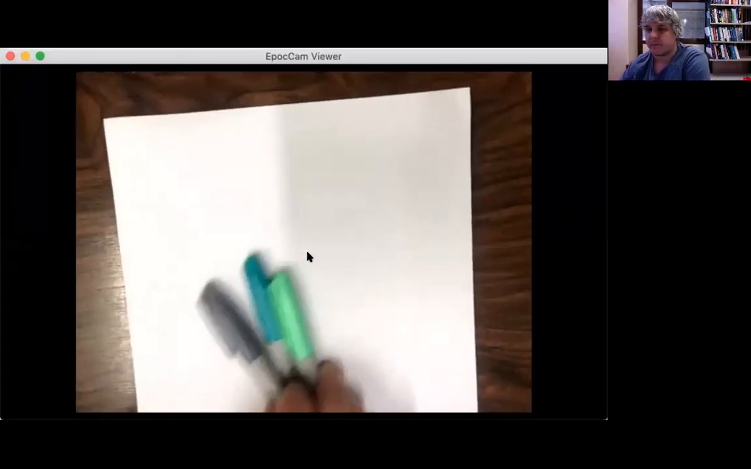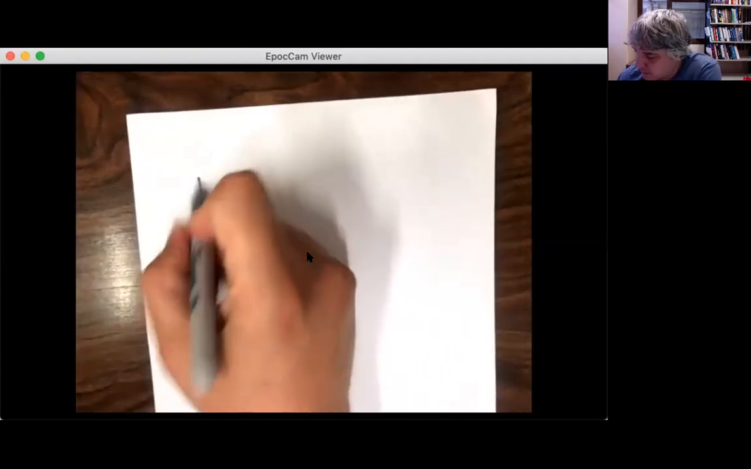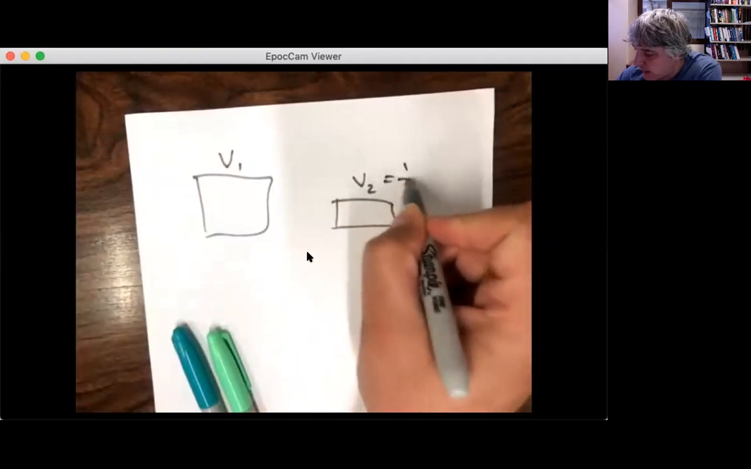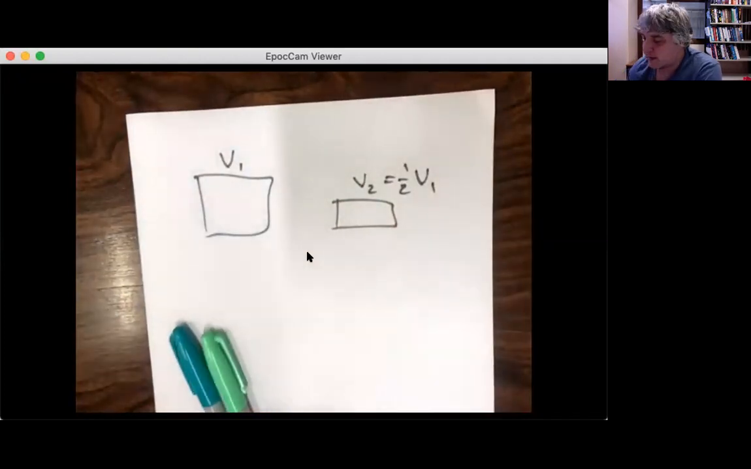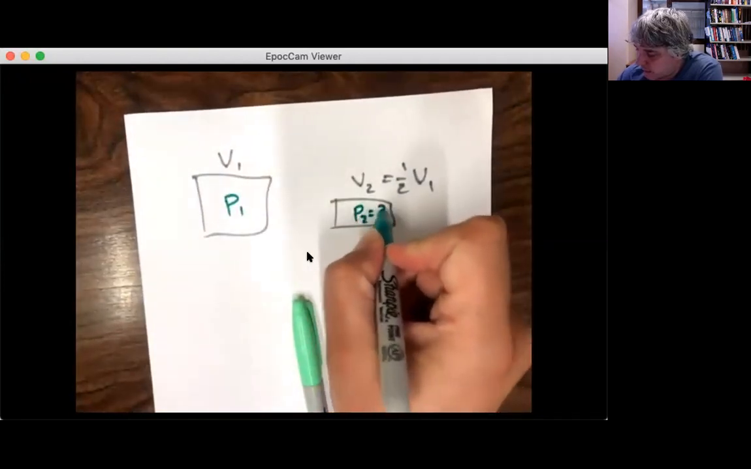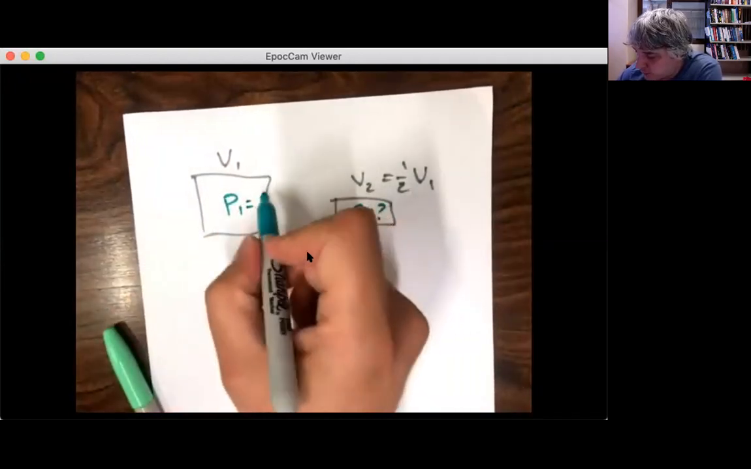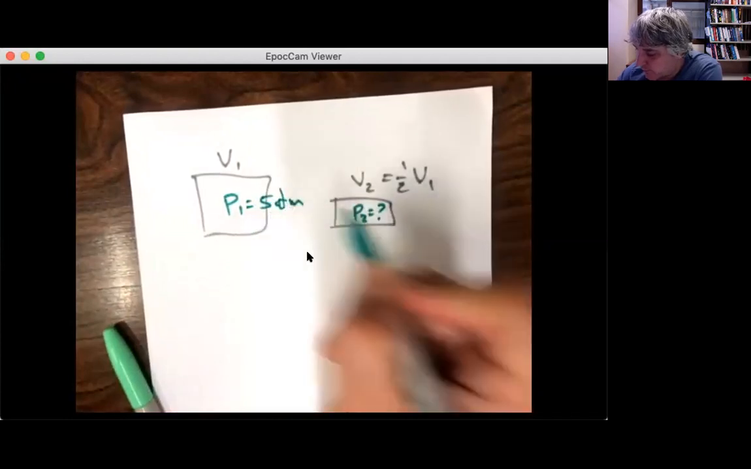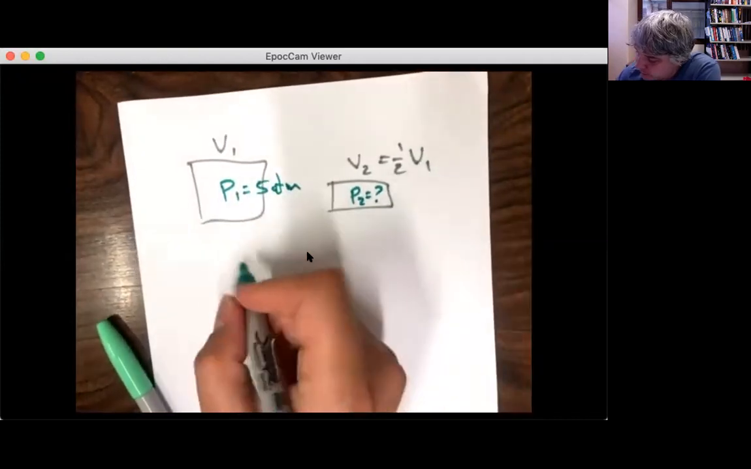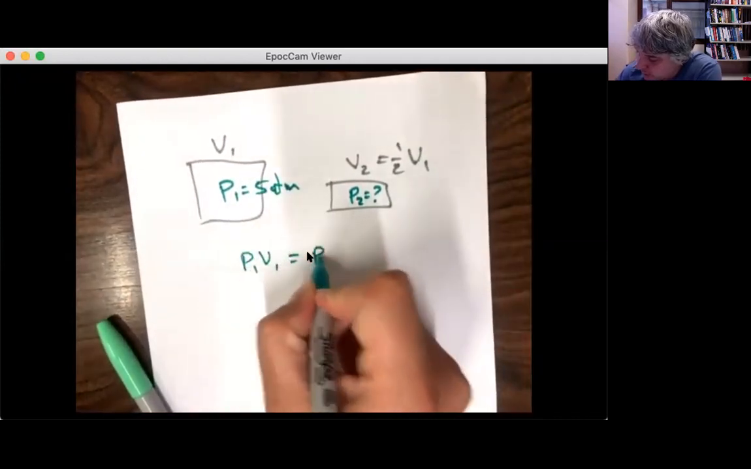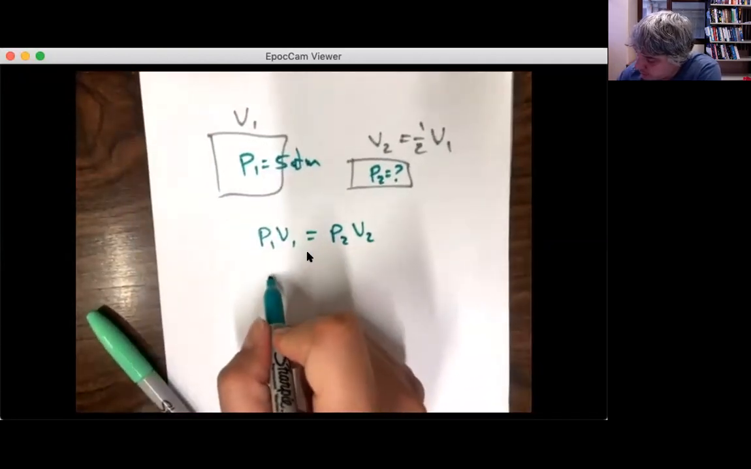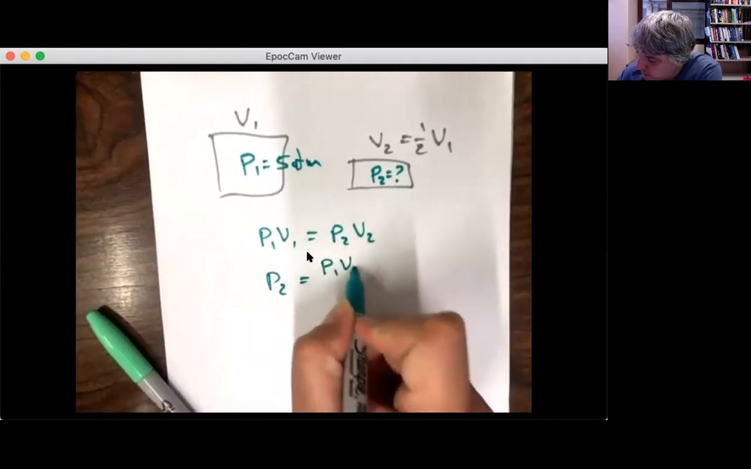There we go. So if you've got some volume V1 and you decrease it to some volume V2, which is a half of V1, and if you had a pressure P1 here, and then you want to know what P2 is here. So let's say P1 was equal to 5 atmospheres. You decrease the volume to a half. What's the new pressure? Remember that P1 V1 is equal to P2 V2. The one we don't know is P2. So we can say that P2 is going to be equal to P1 V1 over V2.